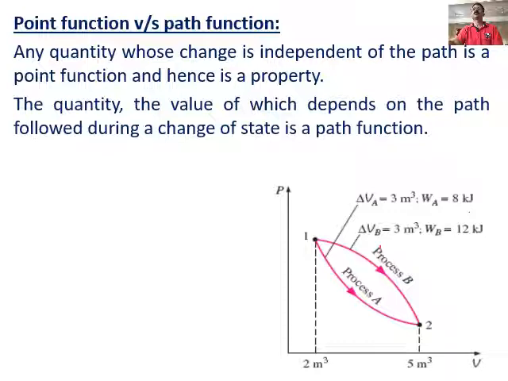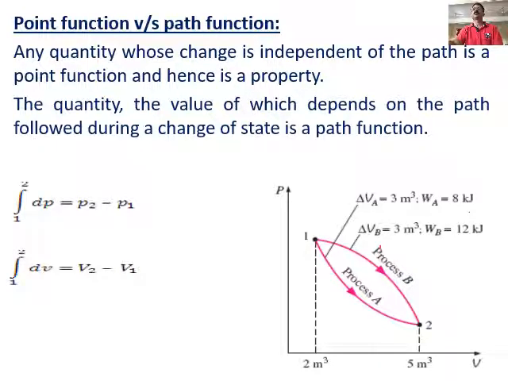But if you come to the work, you see, work done along the path 1A2 is 8 kilojoules, whereas work done along the path 1B2, that is WB, is 12 kilojoules, meaning it depends on the path. So whichever property depends on path is called a path function, and whichever property is independent of path is called a point function.